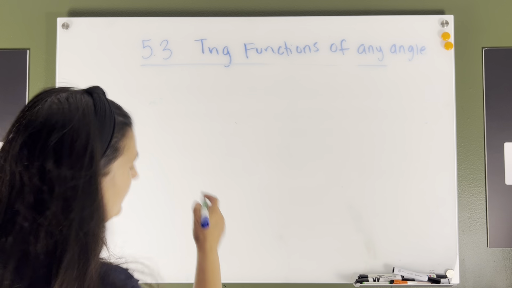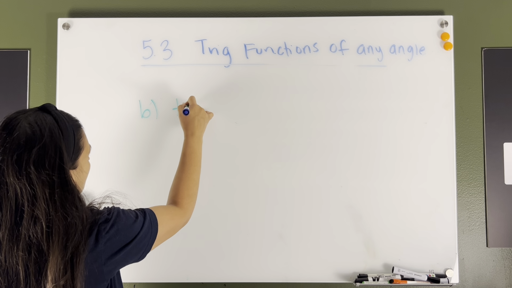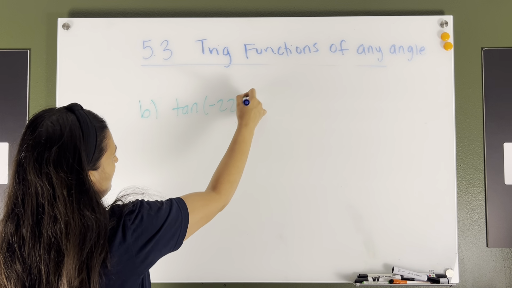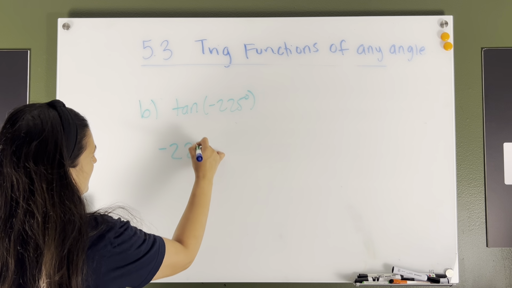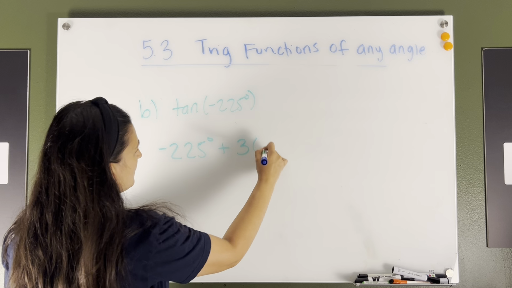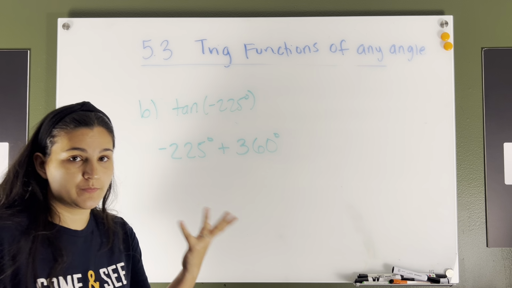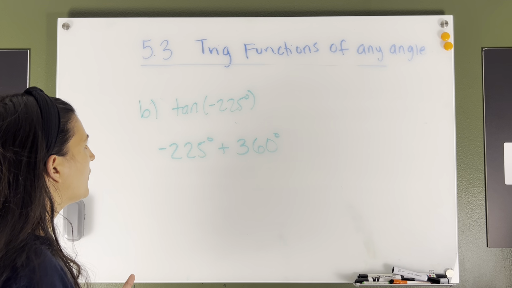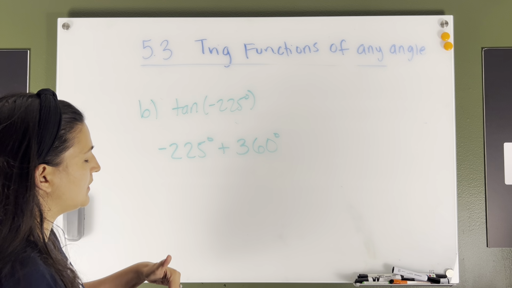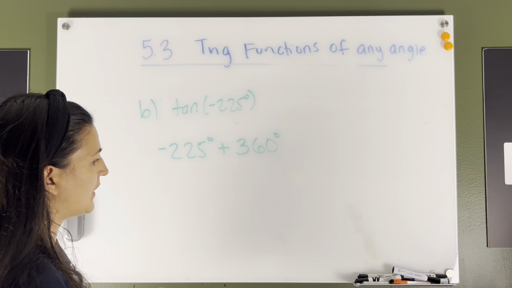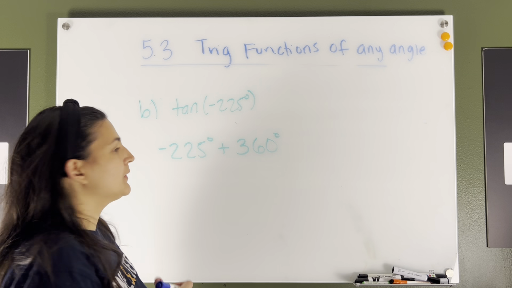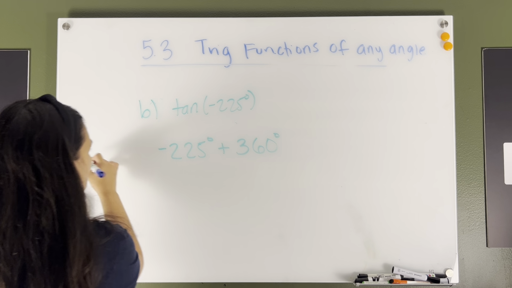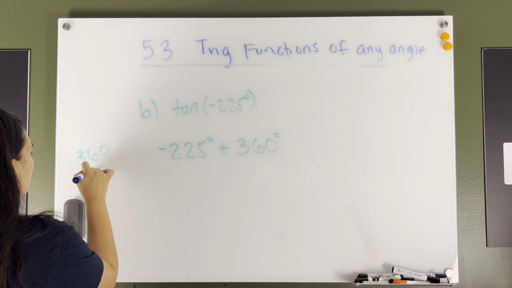So now let's look at part B, which is the tangent of negative 225 degrees. I can already see from this degree being negative that we would probably try to add one revolution or multiple revolutions in order to get this to be a coterminal angle between 0 and 2 pi that I can just look at. So if I add 360 to 225, just do the math.